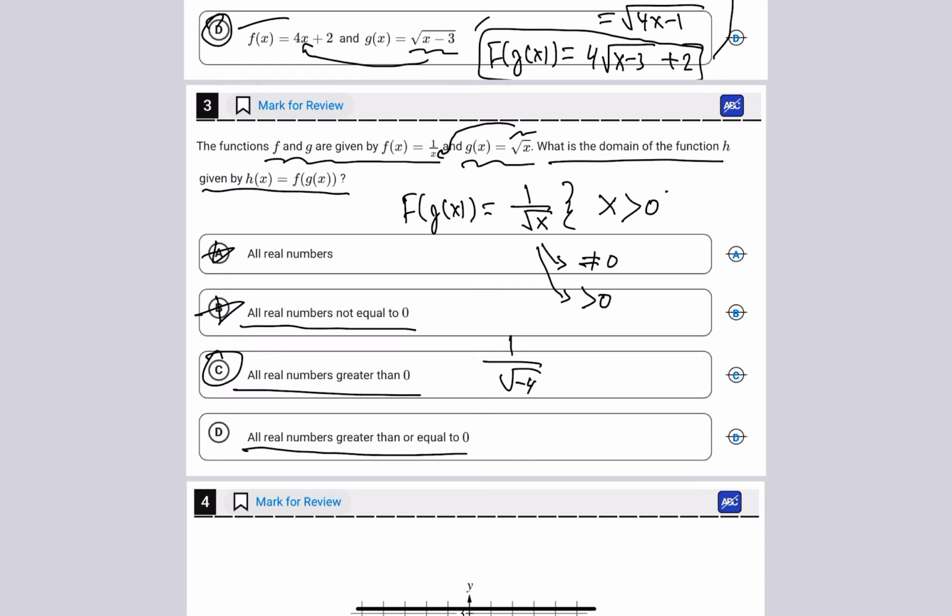All real numbers greater than or equal to 0, this cannot be true. Why? Because let's say it equals 0, then I would get 1 over square root of 0, which is 1 over 0, which does not work. So D is not true as well. The answer has to be option C.